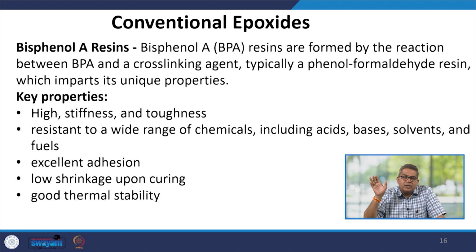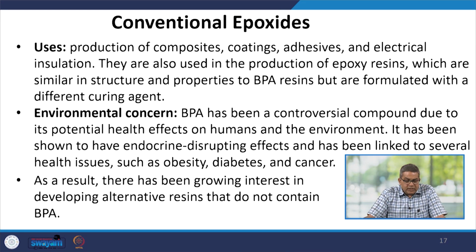They have high stiffness and toughness, and resistance to a wide range of chemicals. This may include acid, base, solvent, fuels, etc. They have excellent adhesion properties, low shrinkage once they cure, and good thermal stability. Their uses are production of composites, coating, adhesive, and electrical insulation, and they are also used in the production of epoxy resins, which are similar in structure and properties to BPA resin, but formulated with different curing agents. But there are certain environmental concerns associated.